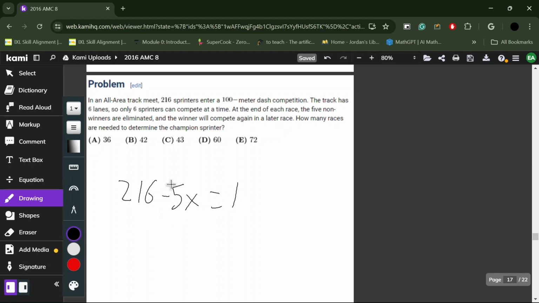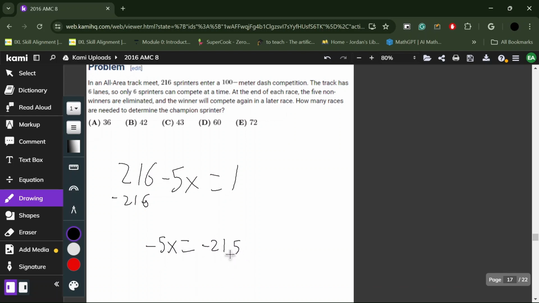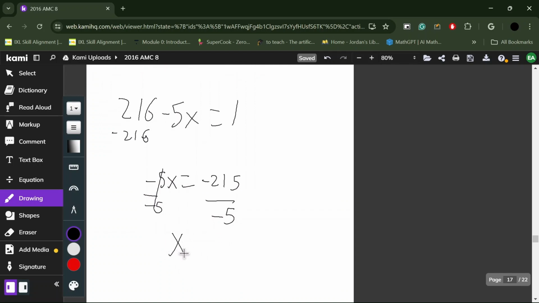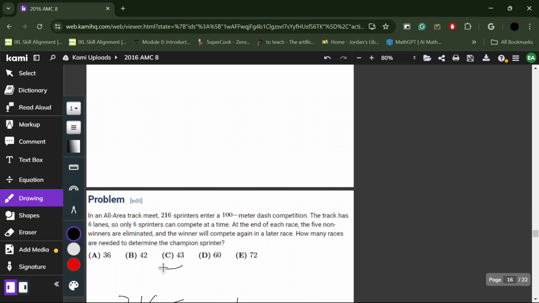And that means that we can solve this equation. You can subtract 216 from both sides. You get negative 5x is going to be equal to negative 215. So divide both sides by negative 5. Therefore, x is going to be equal to 43. So C is our answer, 43.